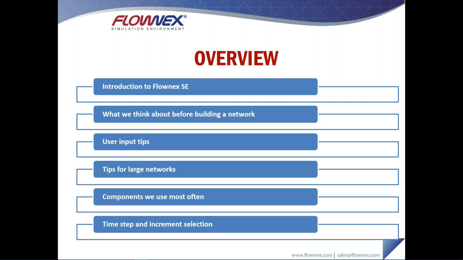And then lastly, I'd like to talk briefly about time step and increment selection inside of Flownex. Often increments are just a number on the pipe component. I want to talk about when this input really matters, and then when selecting time steps, what are good values to choose, and how do we go about refining our time steps? How can we be confident in our results?